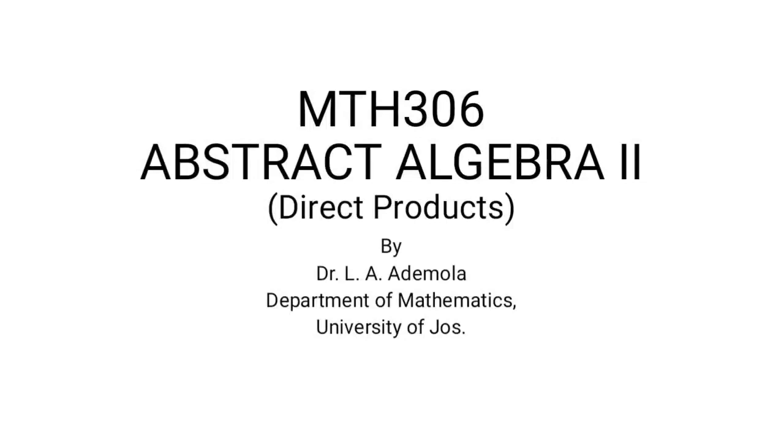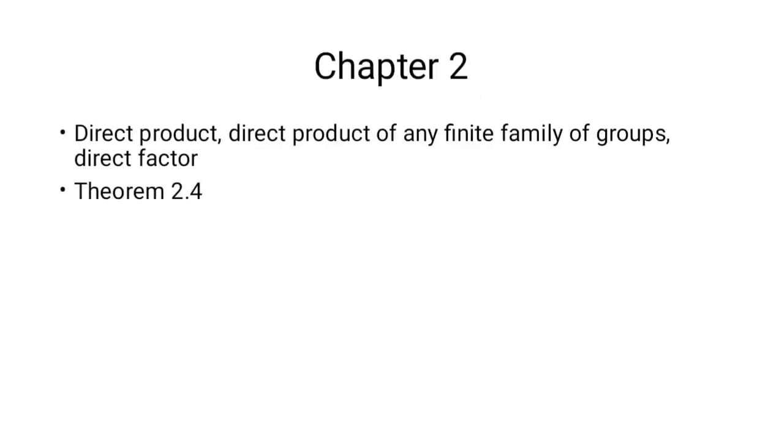To Maths 306. We're now in the second chapter, and we'll be considering the topic direct products. Now, you had seen direct products in Maths 103. A similar definition will be used here, but in the context of a group, not a set. So we'll be considering direct products, direct product of any finite group of groups, and direct factors, and also we'll consider Theorem 2.4 precisely.